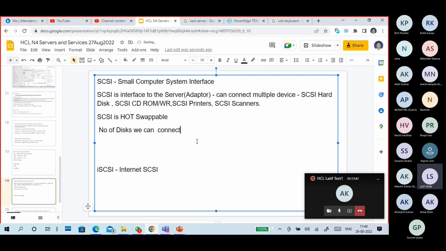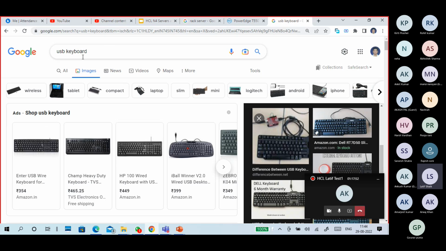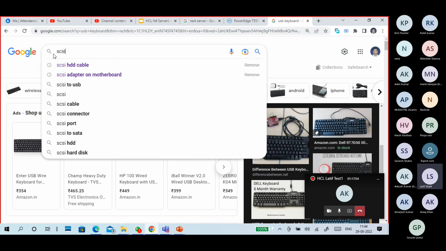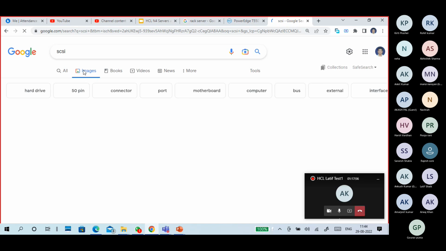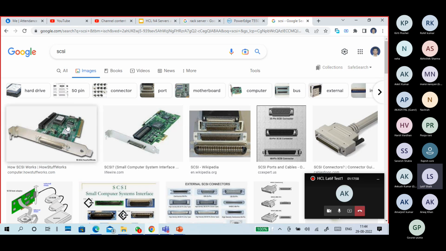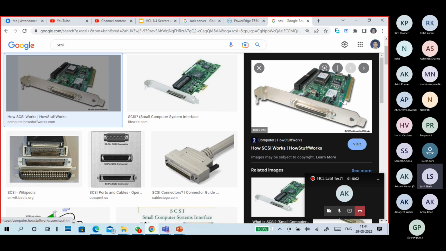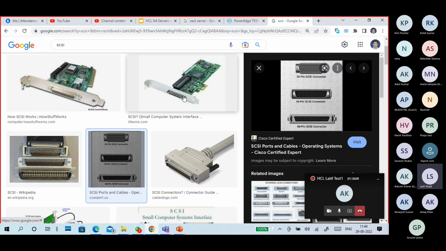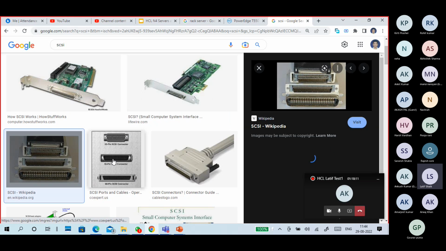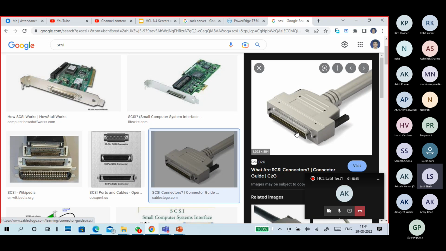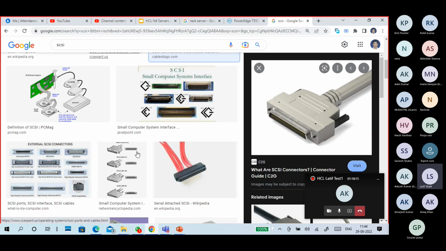So it is very good for storage solutions. Do you want to see the pictures of a SCSI? Okay, so this is the SCSI adapter. Can you see? It's a SCSI adapter. Directly you can connect it to the motherboard. And this is the external connection, and there are internal connections also. Internal and external connections. See, this is the external SCSI cable.